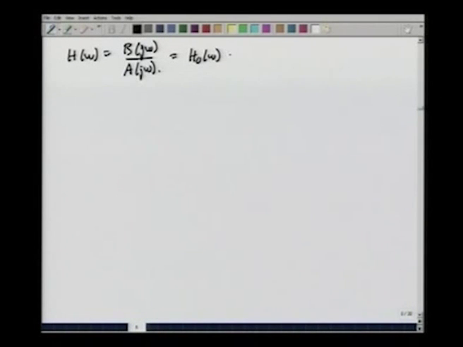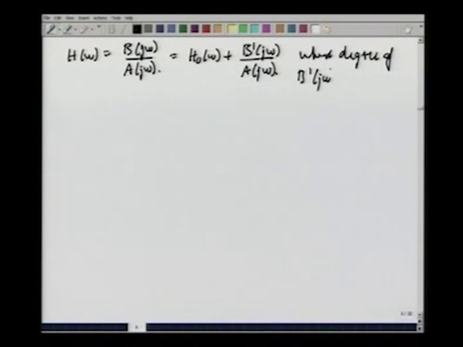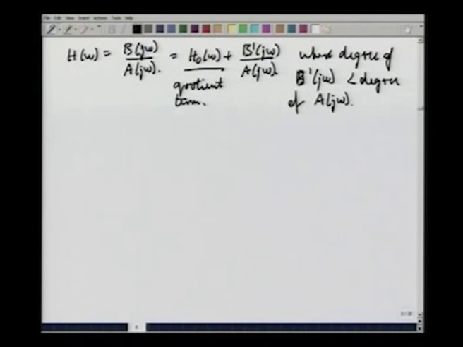h 0 of omega plus b dash j omega by a j omega, where now the degree of b dash j omega is less than the degree of a j omega. This is just done by long division, nothing very special about it. And this term h 0 of j omega we will call the quotient term. It will just be a polynomial.